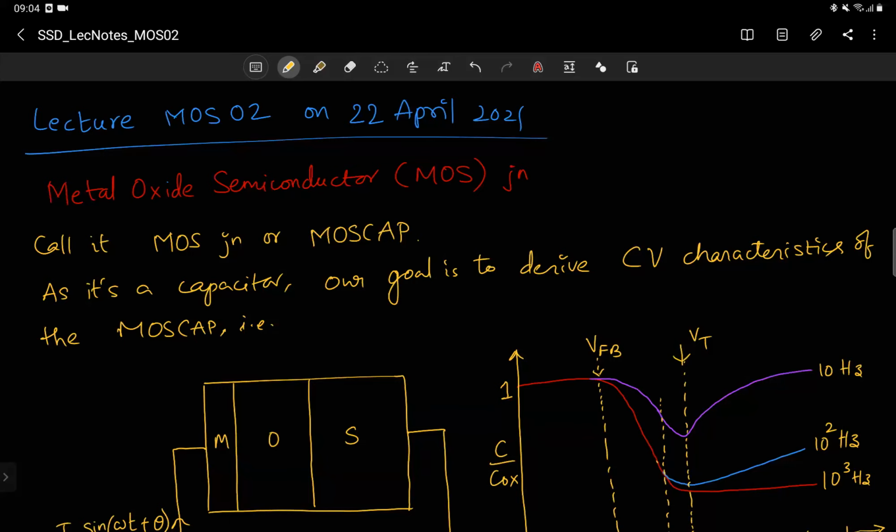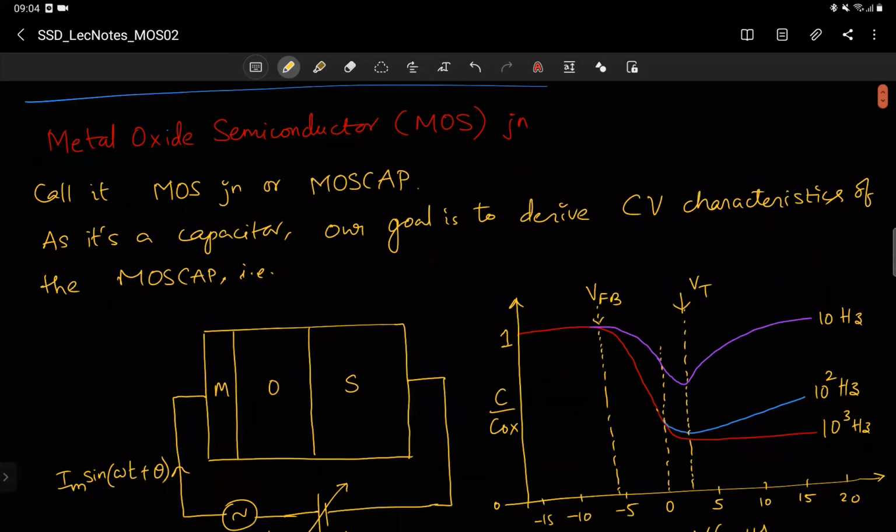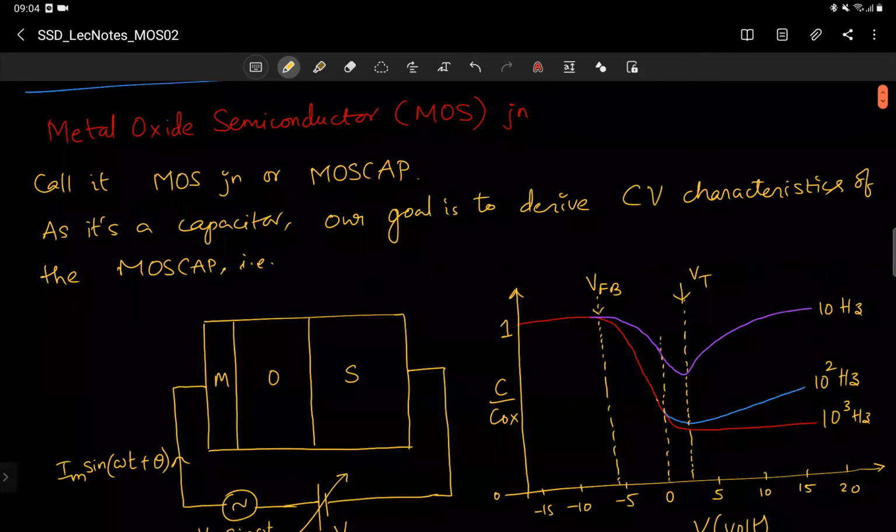So last class, towards the end, we have seen the motivation for studying MOSFET, which is an electronic switch, and MOSFET has a basic part, the MOS (metal oxide semiconductor) junction. With this metal oxide semiconductor junction, they make the metal oxide semiconductor field effect transistor. That's what we have seen. So in this lecture, we will begin with the discussion of MOSFET, the MOS junction.